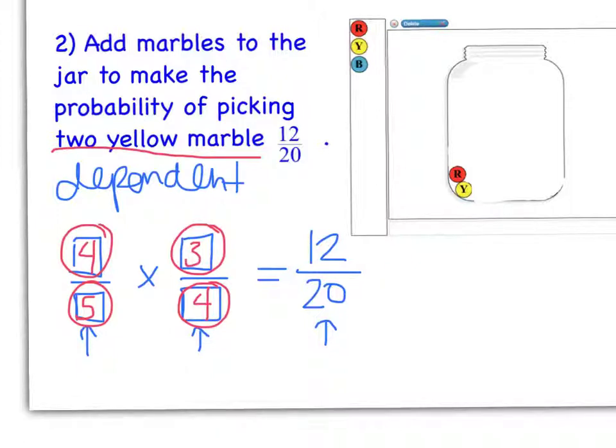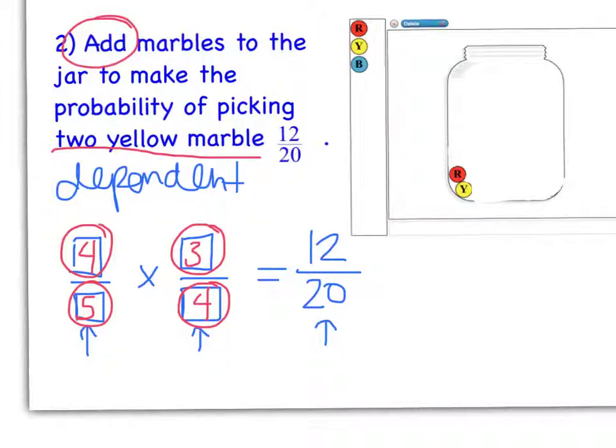Okay, let's double check. Here we go. 4 times 3, is that equal to 12? Yes. Let's try that one more time. Is 4 times 3 equal to 12? The answer is yes. Let's check the bottom. 5 times 4, is that equal to 20? The answer is yes. So now let's go back to our original problem.